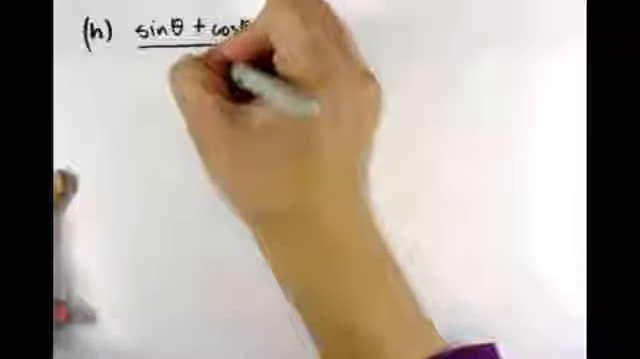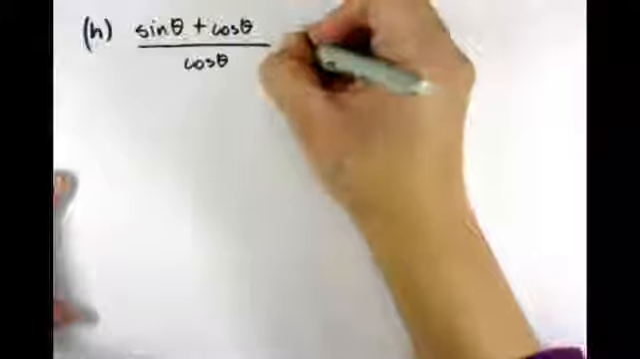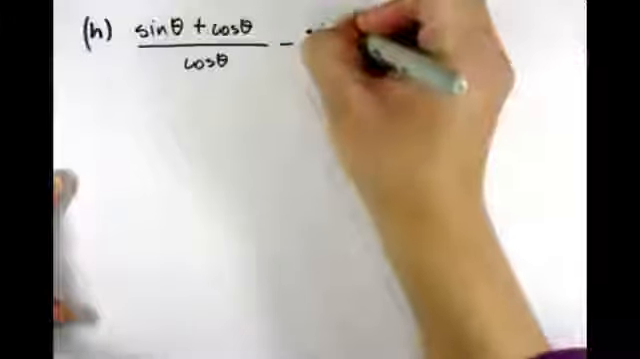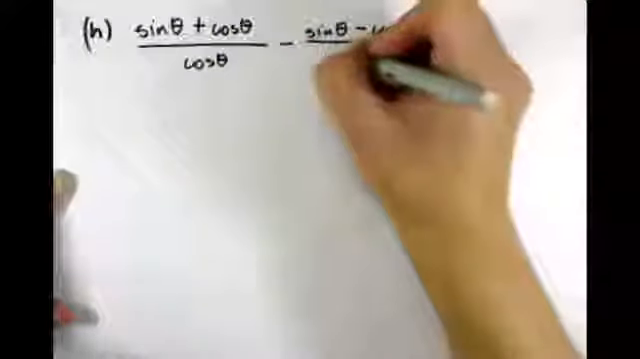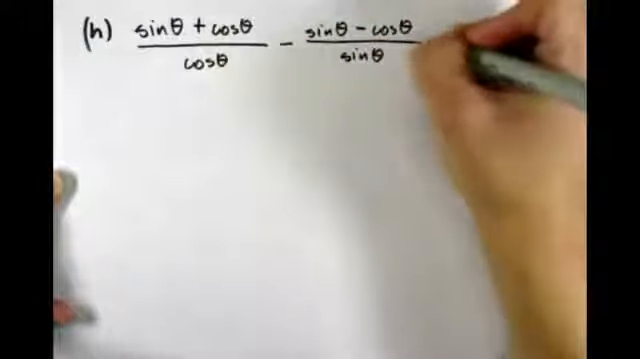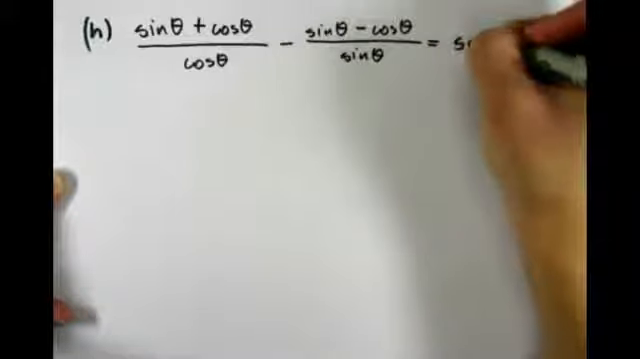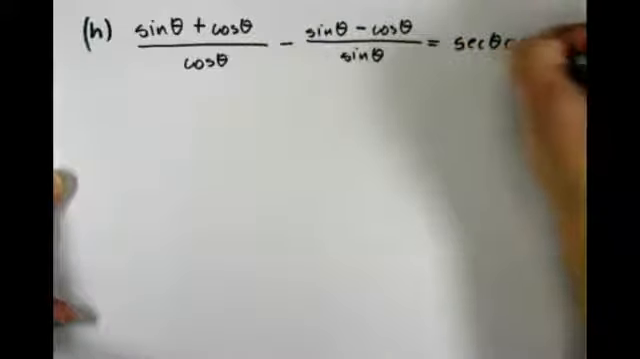One more example. Okay, we have sine theta plus cos theta over cos theta minus sine theta minus cos theta over sine theta is equal to secant theta cosecant theta.